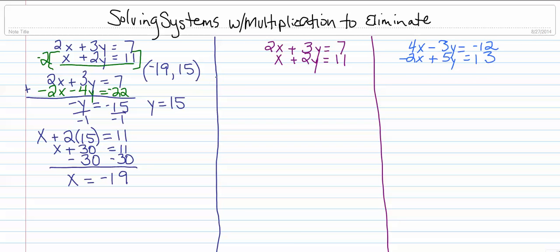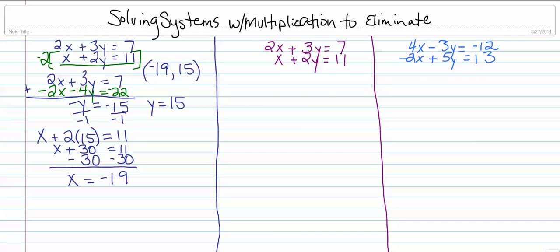The nice thing about solving systems with multiplication to eliminate a variable is that you don't have to look for which one's going to be the easiest. You can pick whichever one you want. So let's say instead of getting rid of the x first, like I did the first time, I looked at these and said, I want to get rid of these y's. What is it going to take for me to create a pair of coefficients for the y that are opposites?